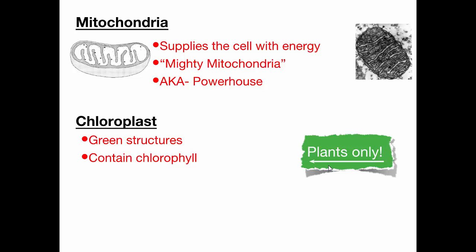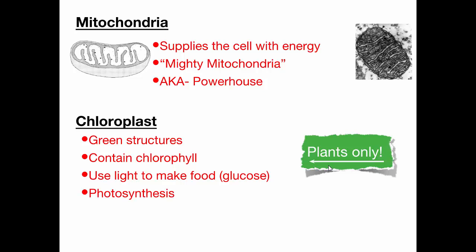Chloroplasts are green structures. They have a pigment in them that makes them green. It's called chlorophyll. And this is why leaves are green, because the cells within a leaf have lots of chloroplasts. Chloroplasts are able to capture light from the sun. They need some other things, but we'll talk about that eventually. They use that to make food for the plant in the form of glucose or sugar. That's why plants don't need to eat anything, because they're able to make their own food using sunlight and their chloroplast. This process is called photosynthesis.